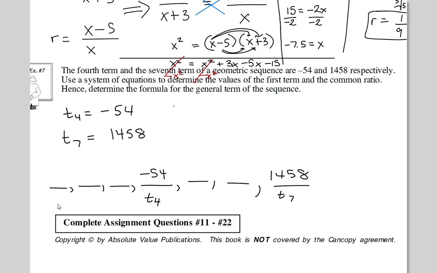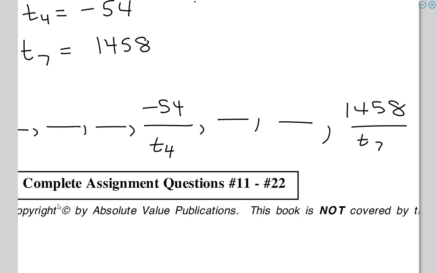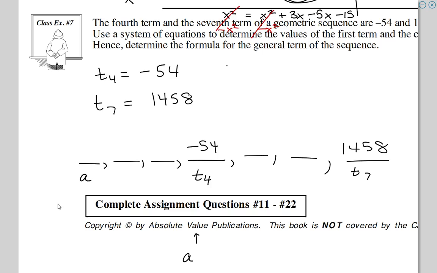What would be the formula for T4? A, right? That's here, right? How many jumps of R? 1, 2, 3. I've got to multiply by R 3 times. So there's that one. Okay. What about T7? What would that one be? A R to the 6. Okay.